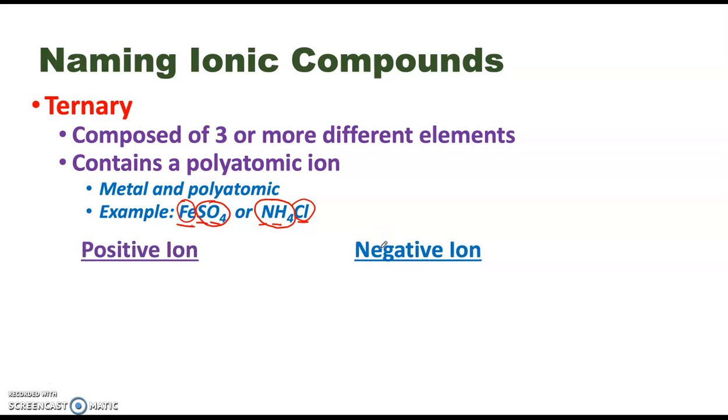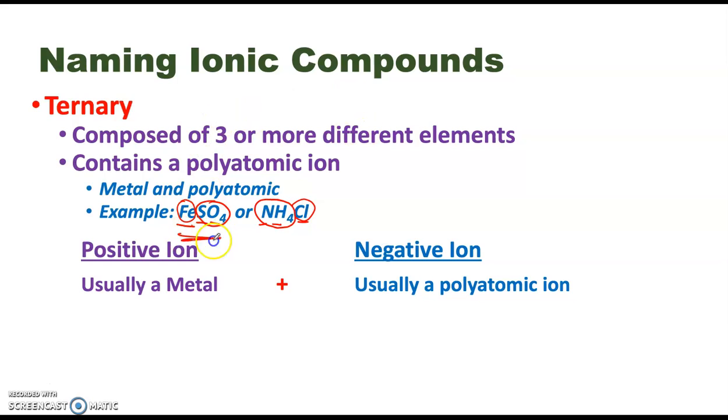Okay, so here's how you name them. It's usually a metal for the positive ion. It's usually a polyatomic for the negative ion. Like I said here, it's typically this setup, but sometimes you might have ammonium that would be the exception to the usually part of that phrase.